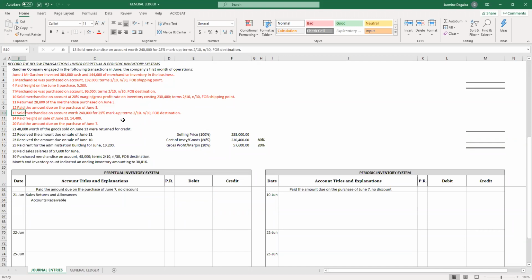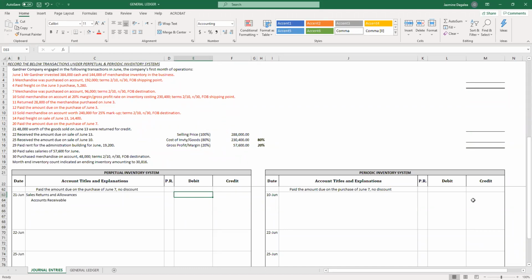So you gross up this 48,000. You include the 25% markup. How much yung amount? 252,000. Ma'am, 1,000 po, ma'am. Ha? Magkano? 60,000 po, ma'am. 60,000.